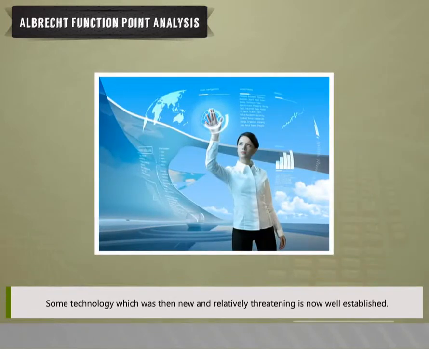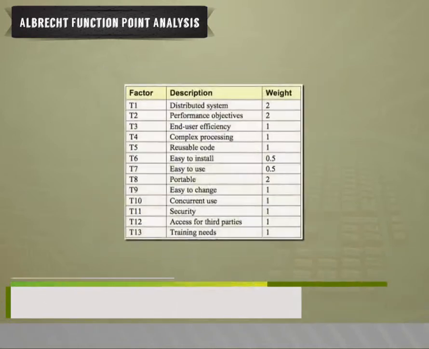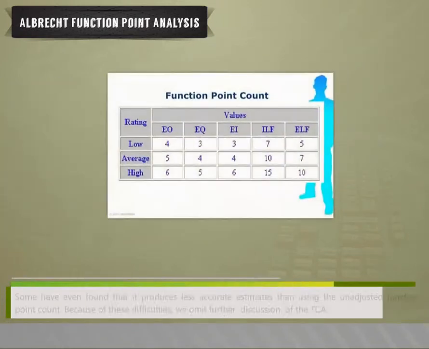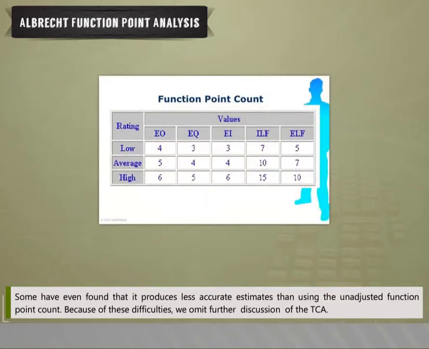Some technology, which was then new and relatively threatening, is now well established. The technical complexity adjustment, that is TCA, calculation has had many problems. Some have even found that it produces less accurate estimates than using the unadjusted function point count. Because of these difficulties, we omit further discussion of the TCA.